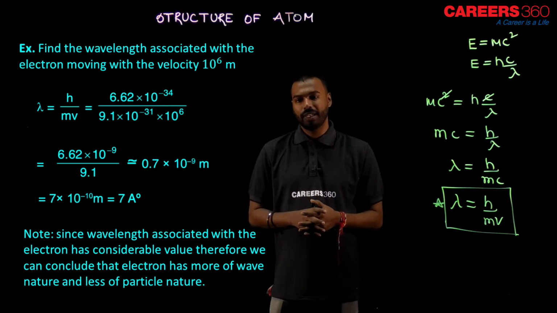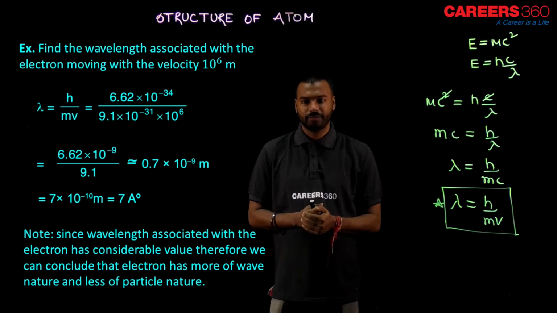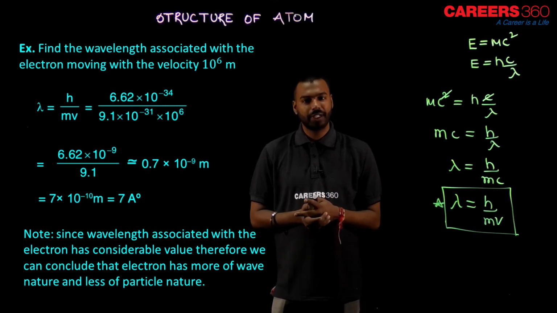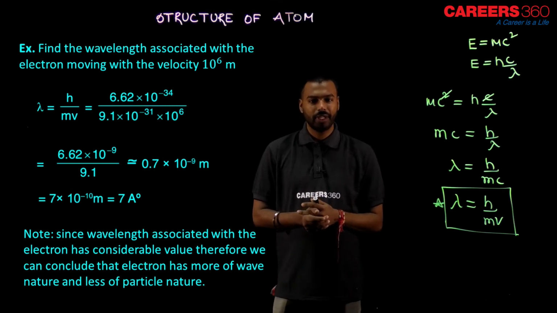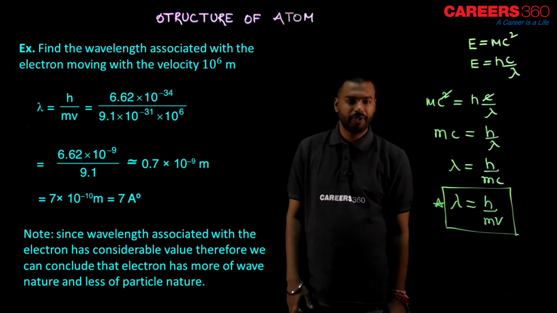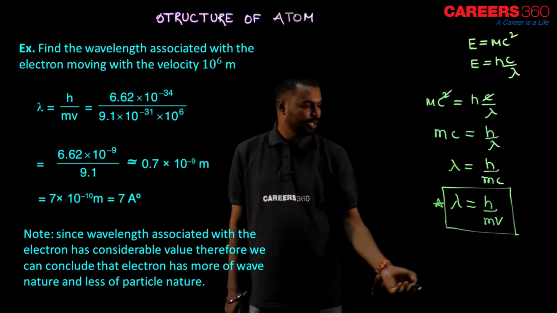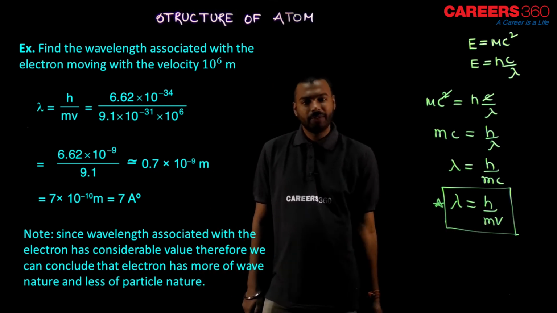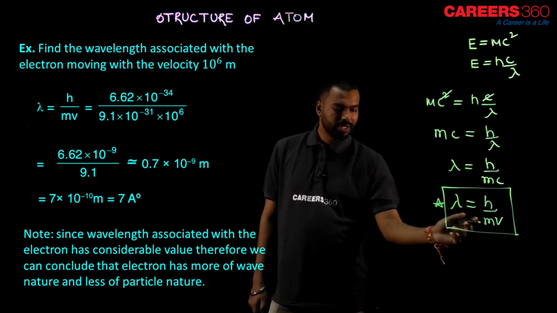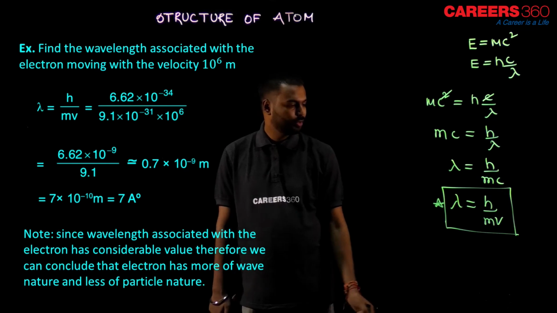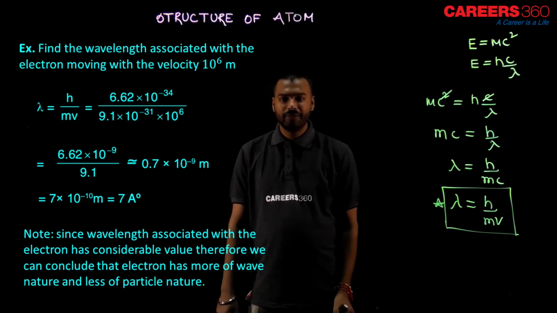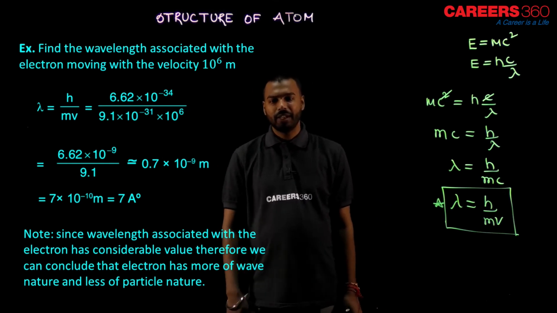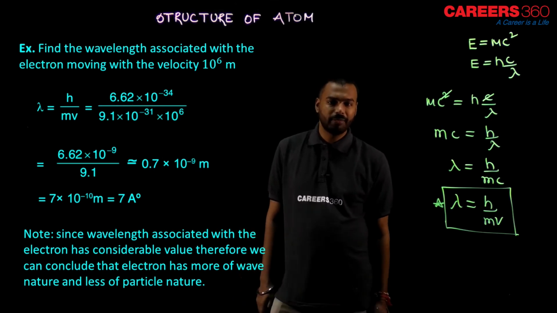Now, I will display one question, and you try to solve that. Please see the question only and solve it, then match with the answer. Can you see, find the wavelength associated with the electron moving with the velocity 10 raised to 6 meter. We know this formula, lambda equal to h by mv. H is Planck's constant. M is mass, and v is velocity. If mass is not given, it means they are talking about the electron mass only, that is 9.1 into 10 raised to minus 31. I told you earlier. And velocity is given, 10 raised to 6. Meter per second is not written there, I think it is a printing mistake.